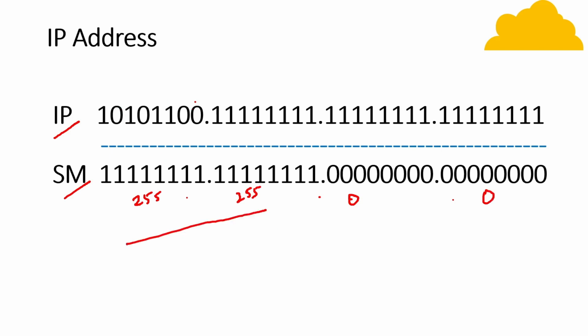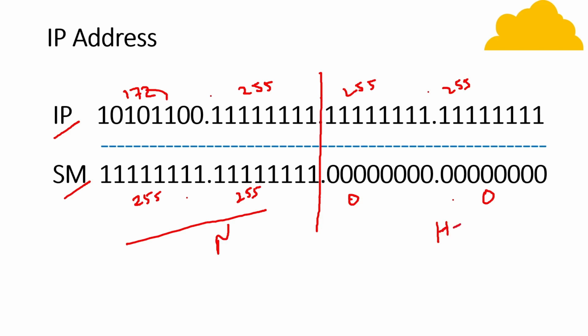And the IP part starts from, since this is in binary, this is equivalent to 172.255.255.255. This is just an example. So this will be the network part and this will be the host part.